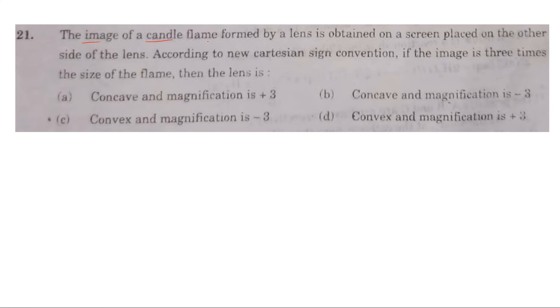The image of a candle flame formed by a lens is formed on a screen placed on the other side of the lens. According to the new Cartesian sign convention, if the image is 3 times the size of the flame, then the lens is option C, convex and magnification -3. That is the correct answer.